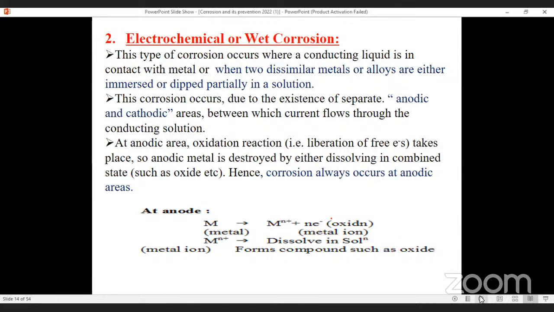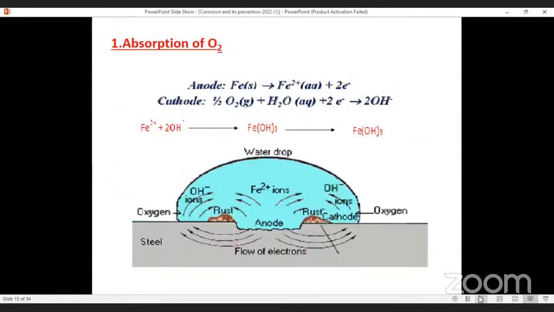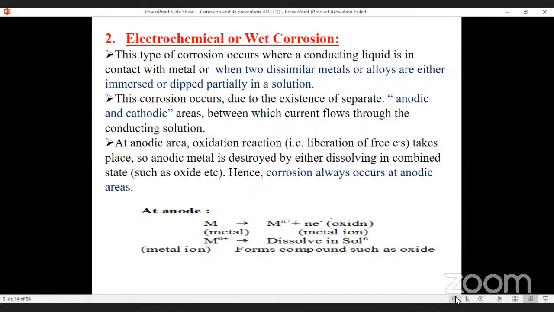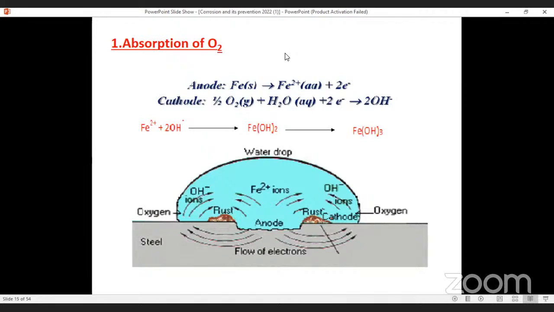So here the corrosion is due to two phenomena. One is the absorption of oxygen, and the other is the evolution of hydrogen. These two phenomena are carried out, which reflect electrochemical corrosion. When absorption of oxygen is there, how is the corrosion process carried out, or when hydrogen evolution is there, how is the corrosion process carried out? Let's see absorption of oxygen first.